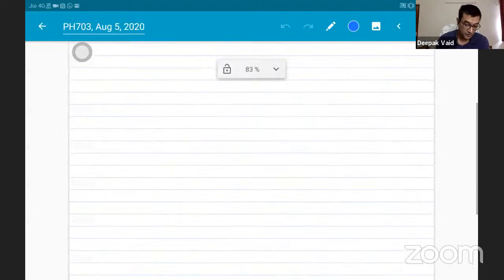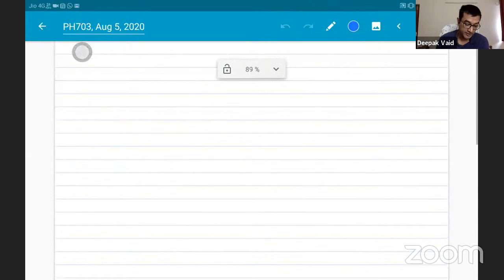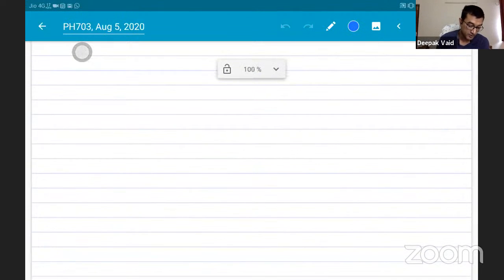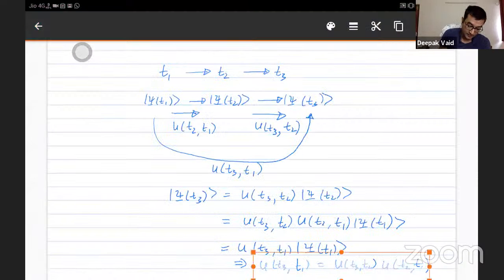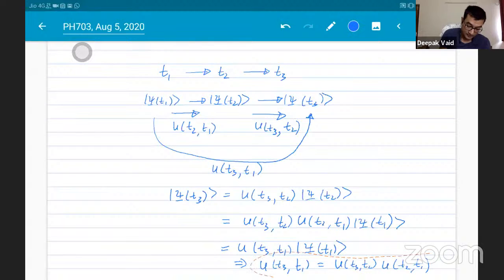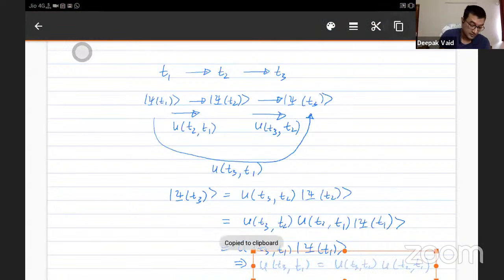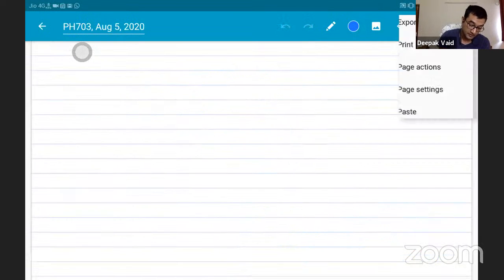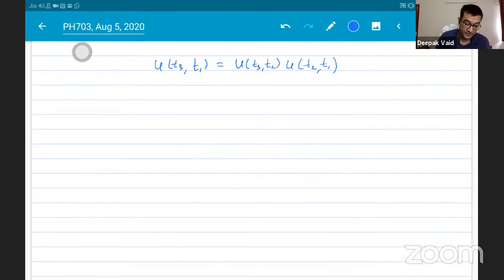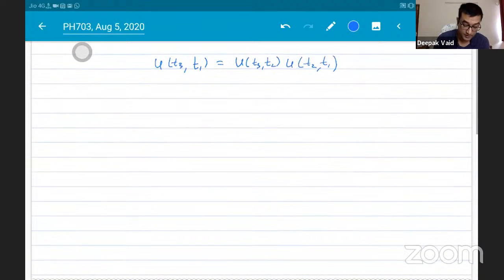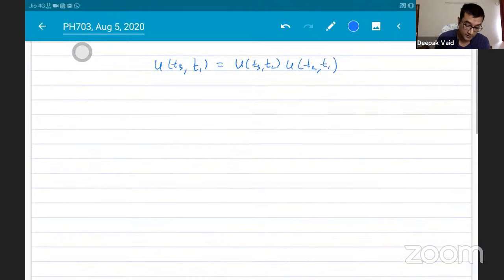Now, so we have this unitary operator and it satisfies this composition property. So let me write it again here. So this satisfies this composition property. Okay, I'll call this 2.